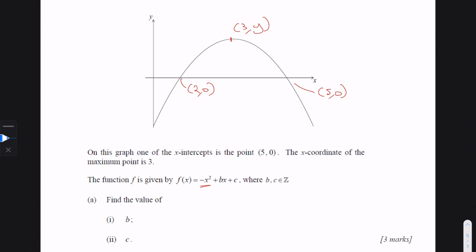But obviously, they want us to work out the value of b and c. To work out the value of b, you use symmetry, which is x equals minus b over 2a. What is my x? My x is this 3. What is my b? My b is still b. And what is a? A is minus 1, so 2 times minus 1. If I solve that, it will be 3 equals minus b over minus 2. So are you happy that will be b over 2? So b would be 6. And that's how we get that first answer.